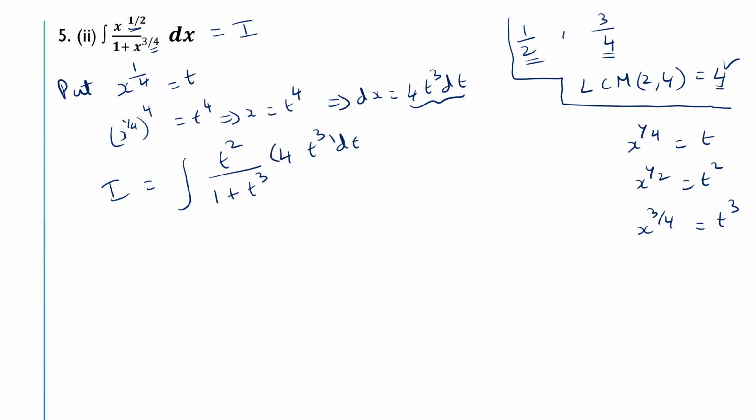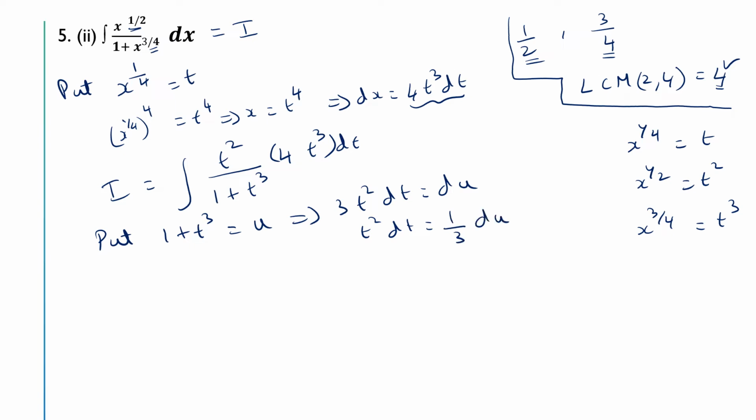Now we have to make another substitution. Now we have to put 1 plus t cube equal to u, so that 3t square dt will be du, or t square dt will be 1 by 3 du. This is the second substitution which we have to make, so that the given integral becomes this.